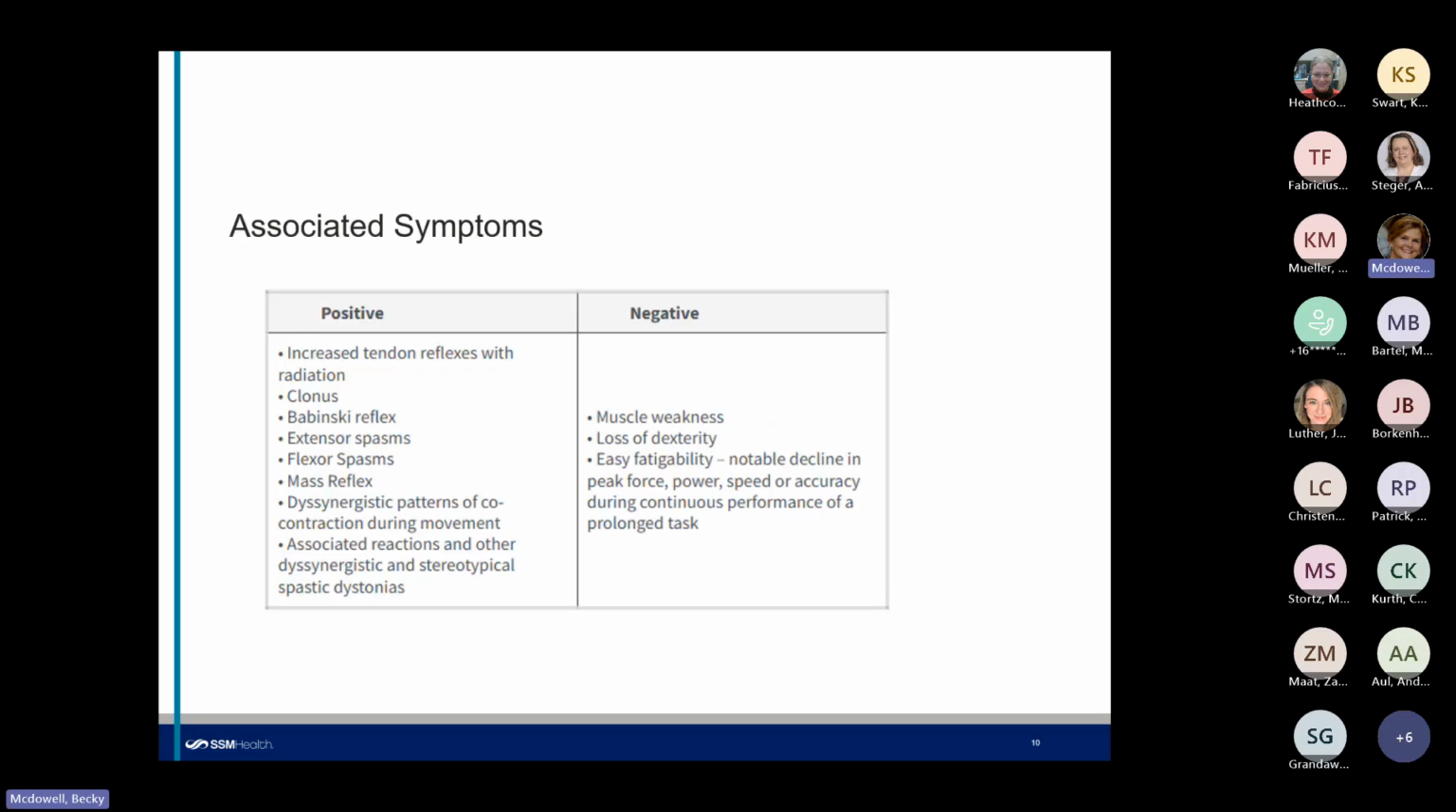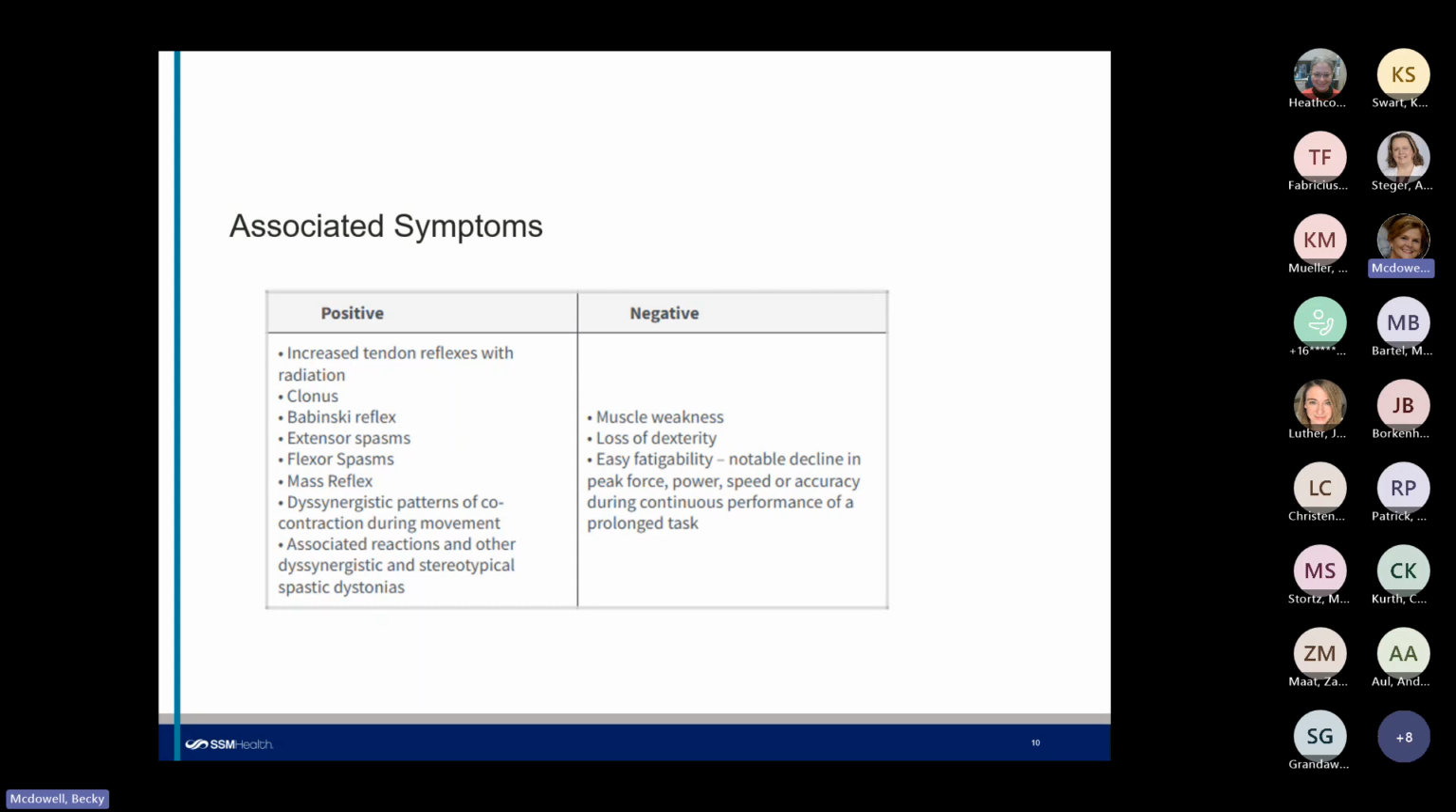With spasticity, we see a lot of different positive and negative findings. So we see increased tendon reflexes, clonus, Babinski reflexes, extensor spasms, meaning the whole body will spasm into extension, or flexor spasms when they're curled up. We see mass reflex, that's more in spinal cord injury patients, and mass reflex is an old term for autonomic dysreflexia. But if a spinal cord patient has tight clothing or urinary tract infection or urinary retention, they might go into spasms as part of the autonomic dysreflexia cascade.